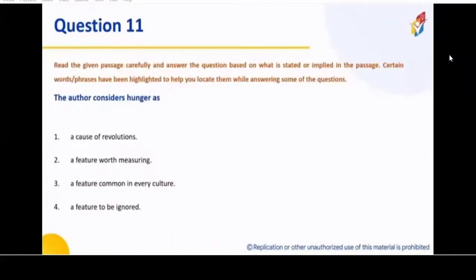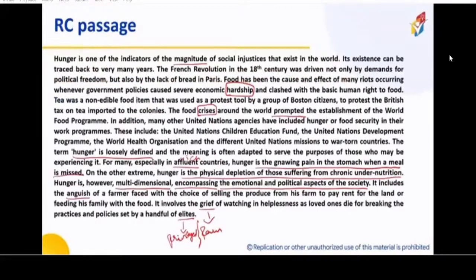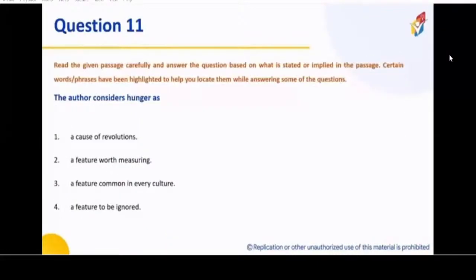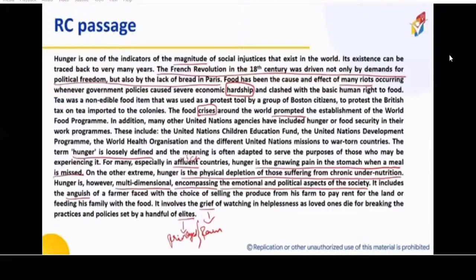Now let's look at the questions. The author considers hunger as dash: a cause of evil, a feature worth measuring, a feature common in every culture, a feature to be ignored. So let's look at each of these. A cause of revolutions. If you look at the example here, the French Revolution in the 18th century was driven not only by political freedom but also by the lack of bread in Paris. Food has been the cause and effect of many riots as well, occurring when government policies cause severe economic hardship. So all this tells you that hunger could be a cause of revolutions.